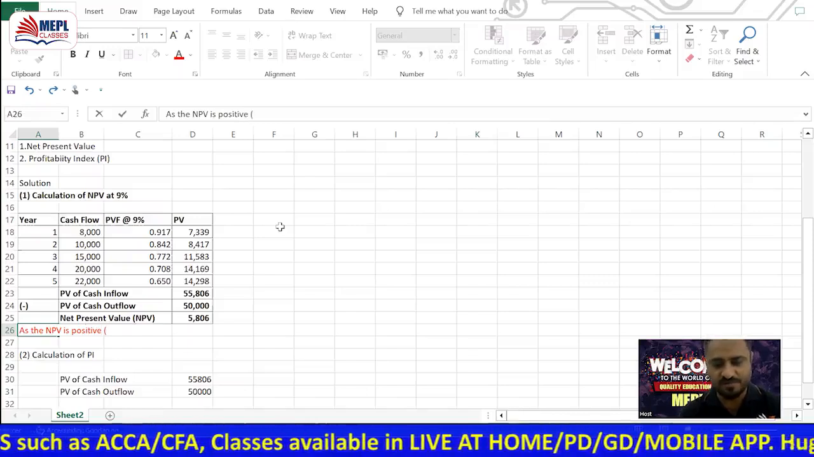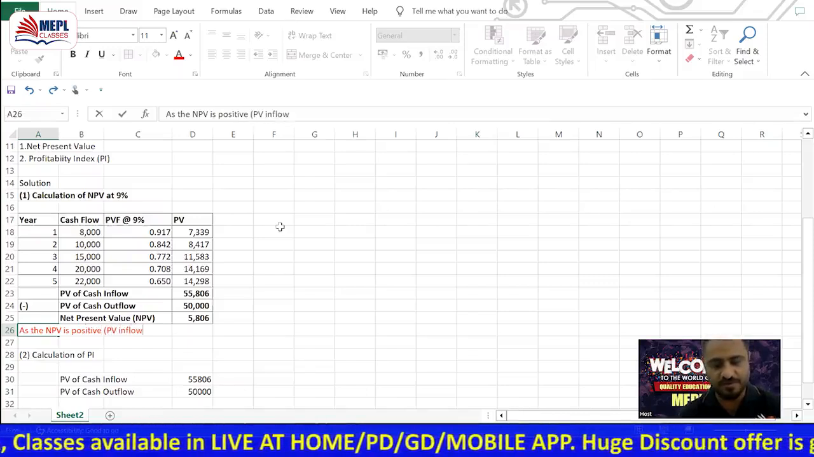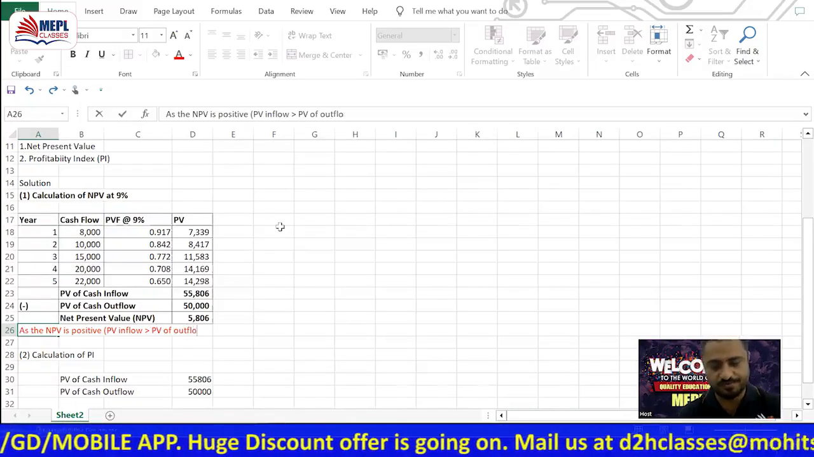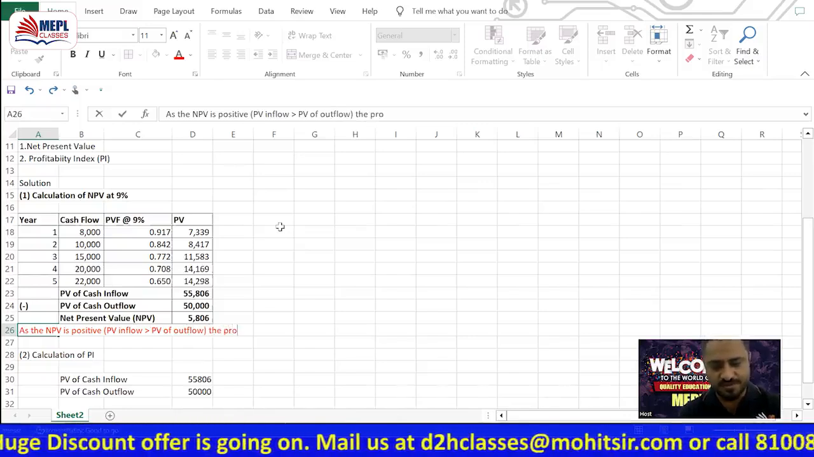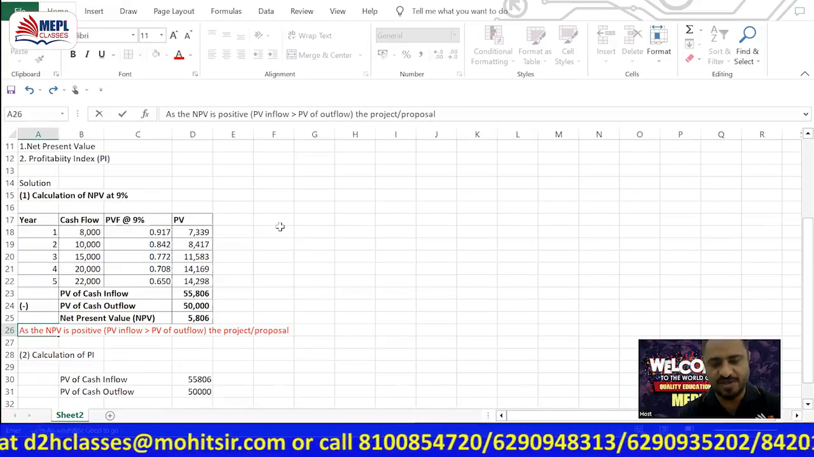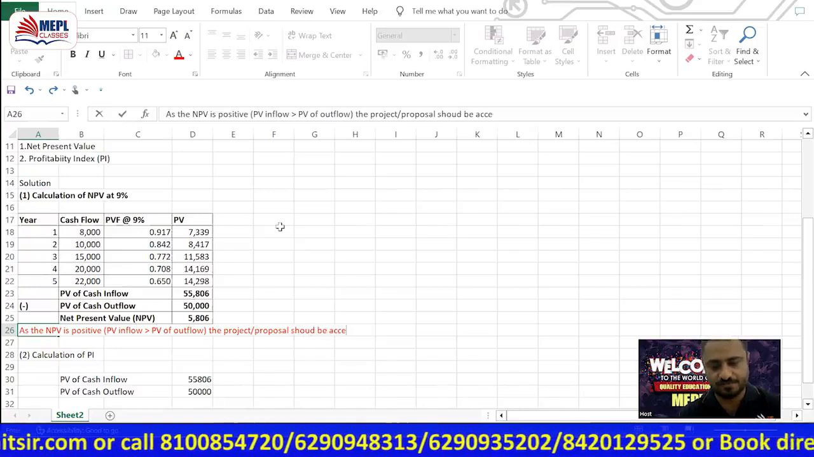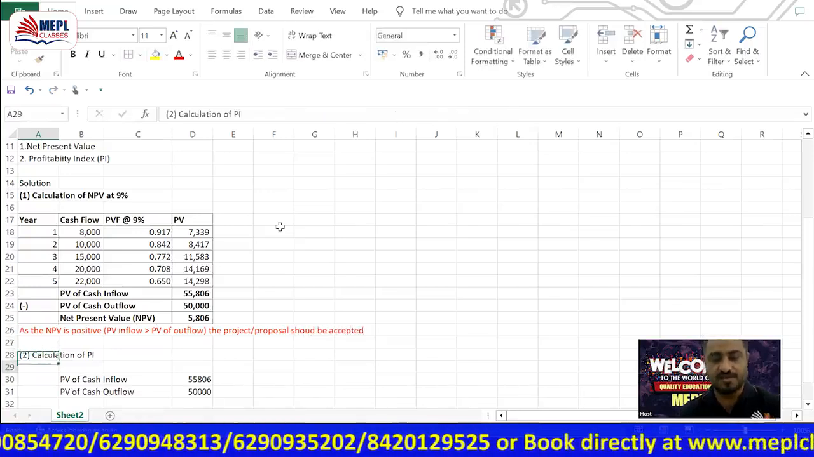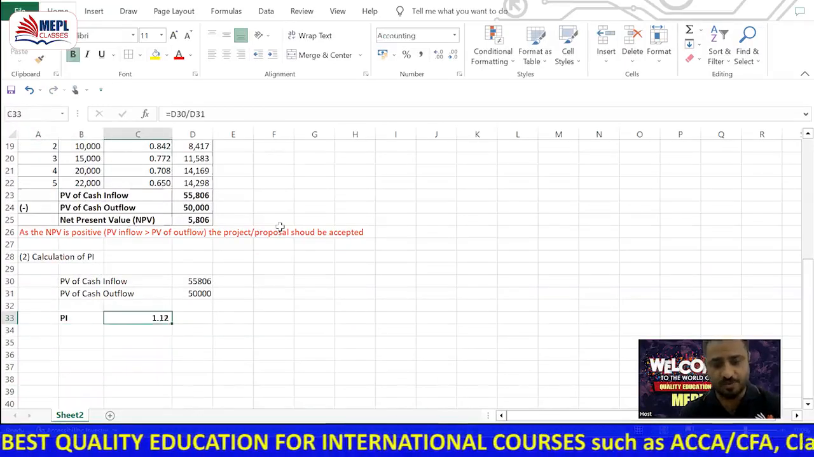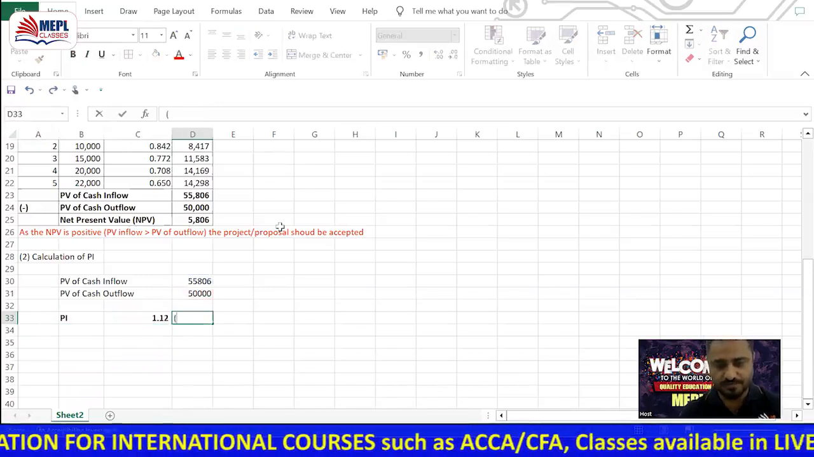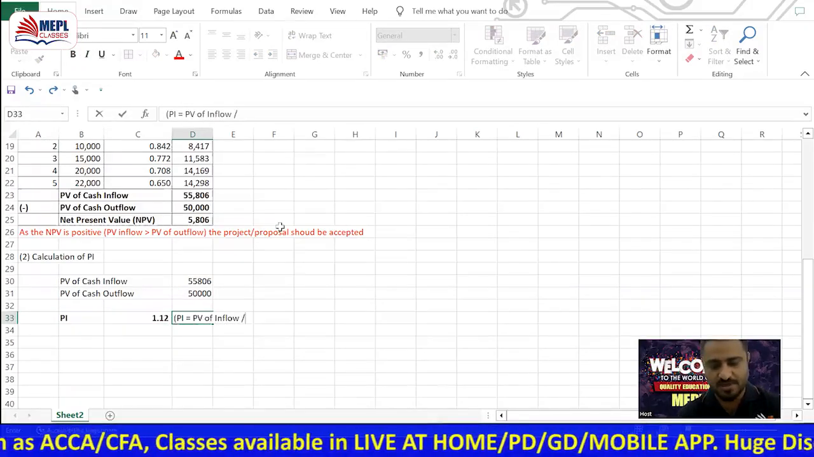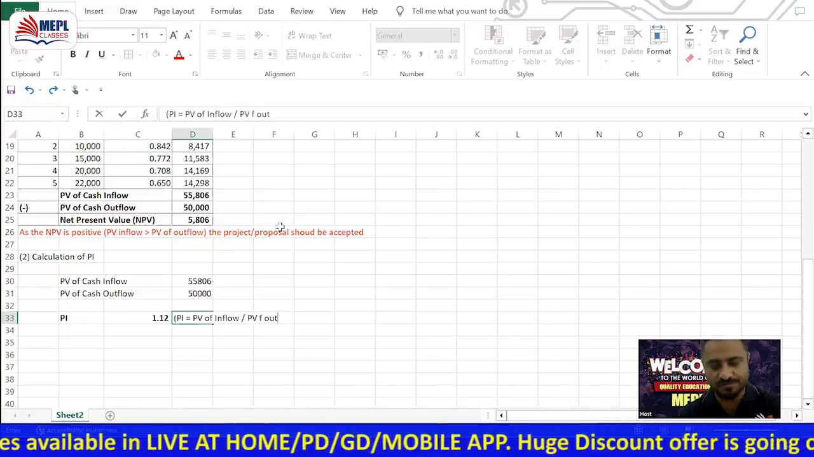Why is NPV positive? Because present value of inflow is greater than the present value of outflow. The project or, say, proposal to invest should be accepted. Similar logic applies to profitability index. What is the formula of profitability index? PI is equal to present value of inflow divided by present value of outflow.